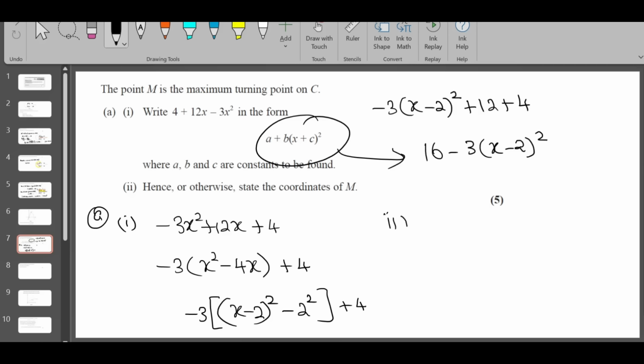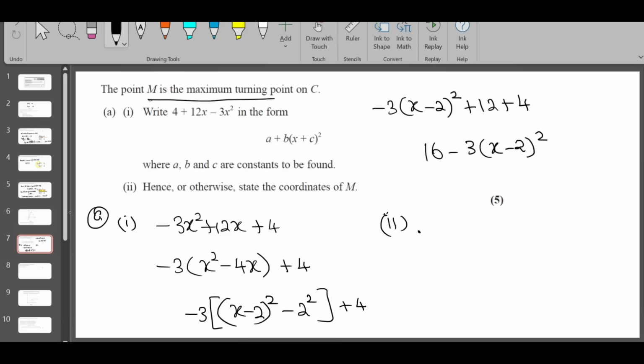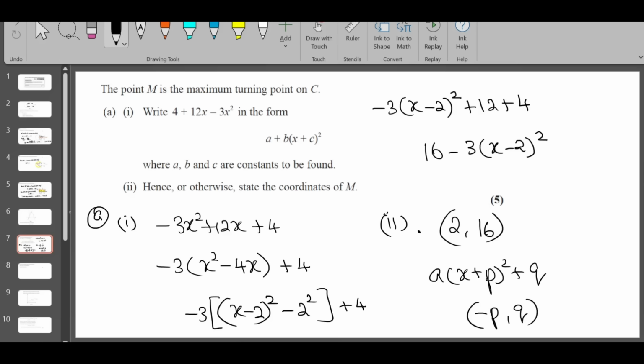Now part B, to find the coordinates of M. What is M? Most probably it's a turning point, right? M is the turning point, yes. It's mentioned here also, M is the maximum turning point. To find the turning point, you take this number minus 2, change the sign, and the number standing all alone. 2, 16 is the turning point. So remember, if you can write the quadratic equation this way, a times x plus p whole square plus q, the turning point is minus p, q. So in this case, p is minus 2. So minus p is positive 2. This is q. That's all.